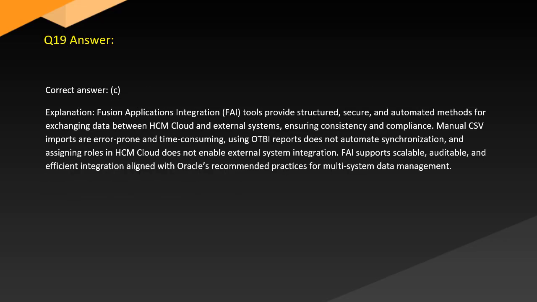Answer. Correct answer. C. Explanation. Fusion Applications Integration tools provide structured, secure, and automated methods for exchanging data between HCM Cloud and external systems, ensuring consistency and compliance. Manual CSV imports are error-prone and time-consuming. Using OTBI reports does not automate synchronization, and assigning roles in HCM Cloud does not enable external system integration. FI supports scalable, auditable, and efficient integration aligned with Oracle's recommended practices for multi-system data management.